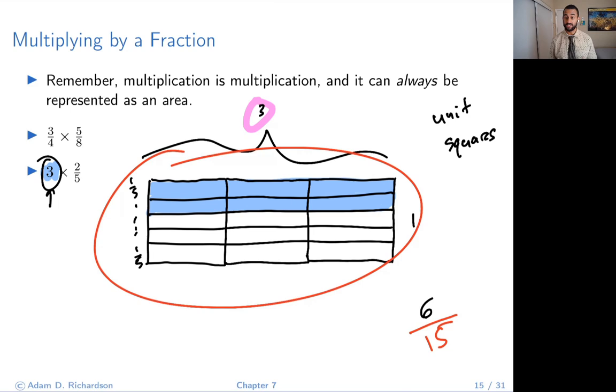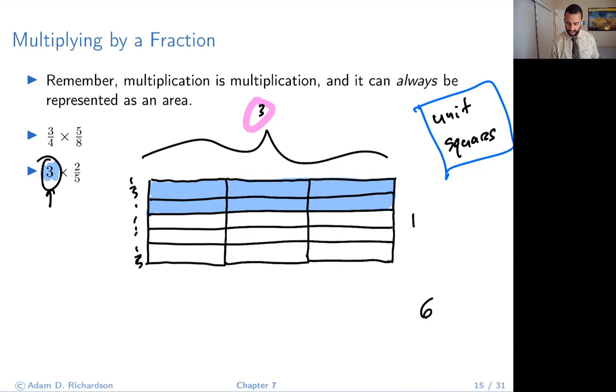The referent unit is our unit square. So we don't want to compare it to the whole length that we're looking at. We want to compare it to the unit square, because that unit square is our referent unit. So let's think about that more carefully. It's not 6/15ths, right? How much does each one of these little rectangles represent when you focus on just the unit square?